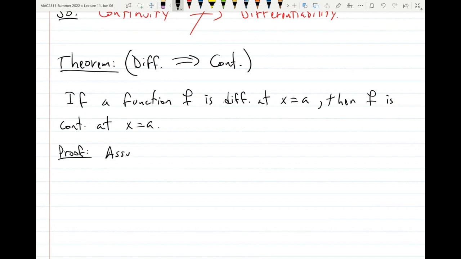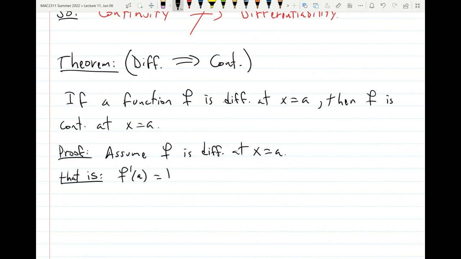So proof. Assume that f is differentiable at x equal a. So what does it mean to be differentiable? It means that f prime of a exists, right? That's what it means to be differentiable. In other words, the limit as x approaches a of f of x minus f of a over x minus a exists. It equals a number that we call f prime of a, okay? That's what we are assuming.